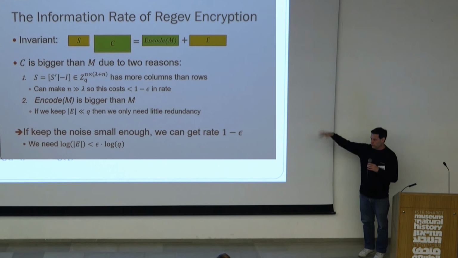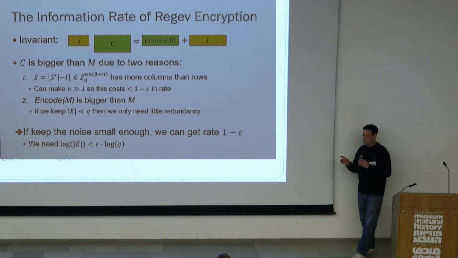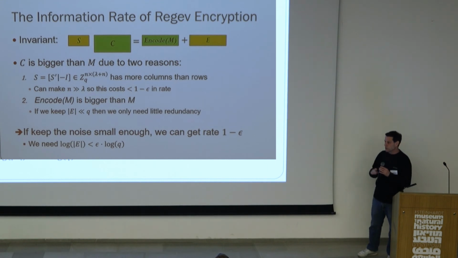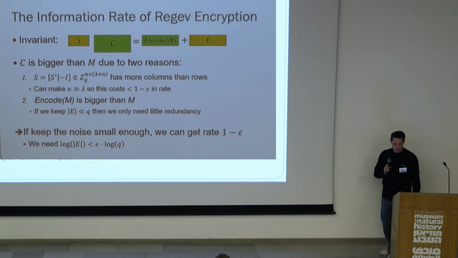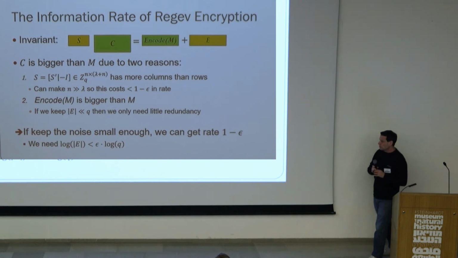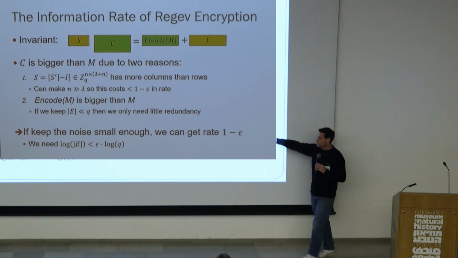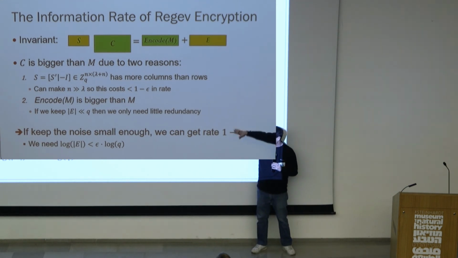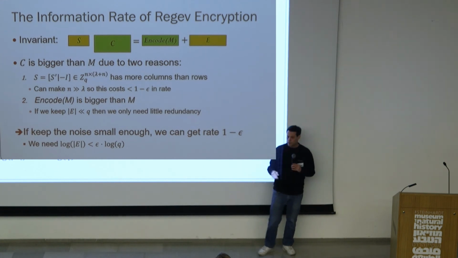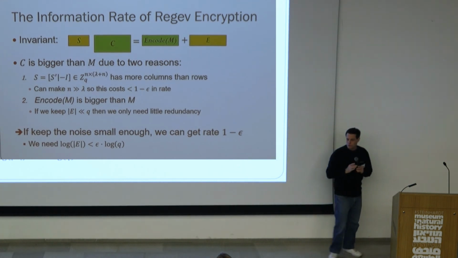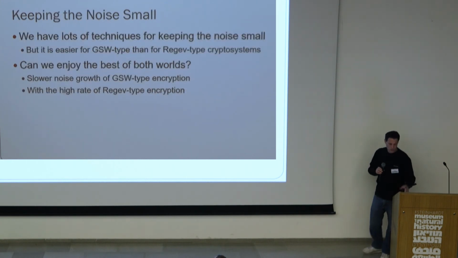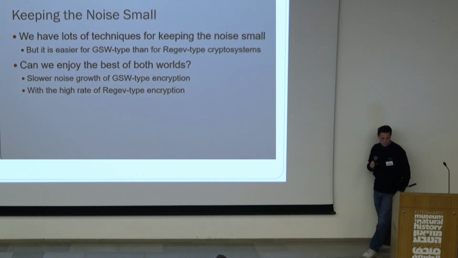Usually this encoding, by the way, is just multiplied by a large enough factor, so a constant factor. So you can just get rid of the low order bits and you'll be fine. And again, this is epsilon. So if you want, in principle, Regev encryption can give you 1 minus epsilon rate for any epsilon that you want, if you can keep the noise small enough and you're in an application where N can be big enough relative to the security parameter. So that's basically what it is. You just need to keep the noise small.